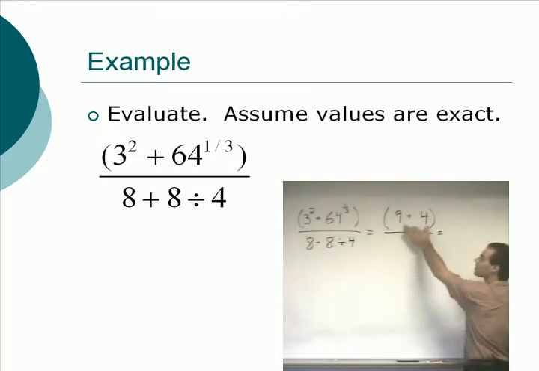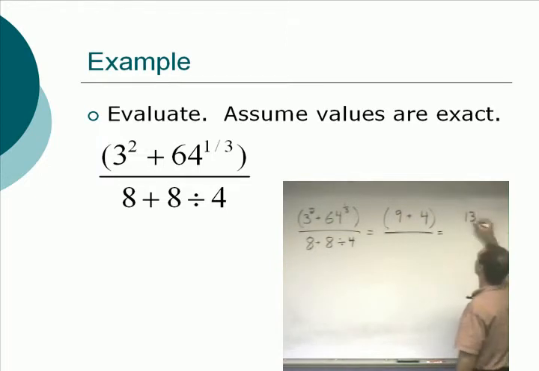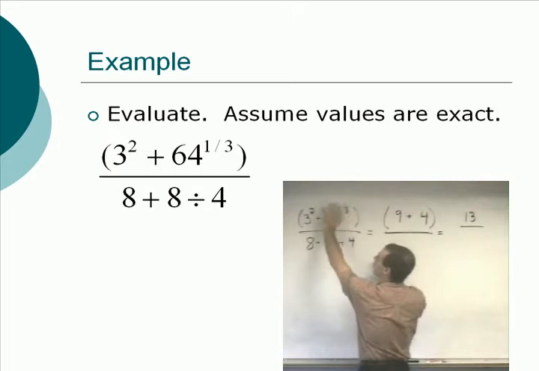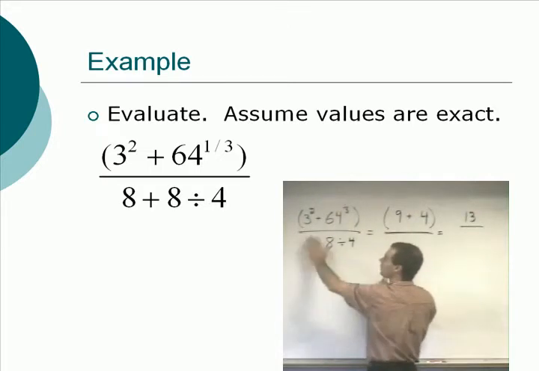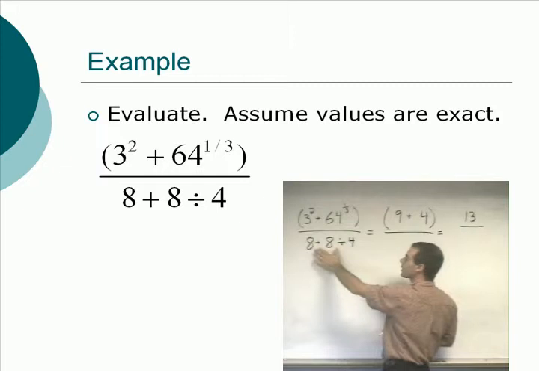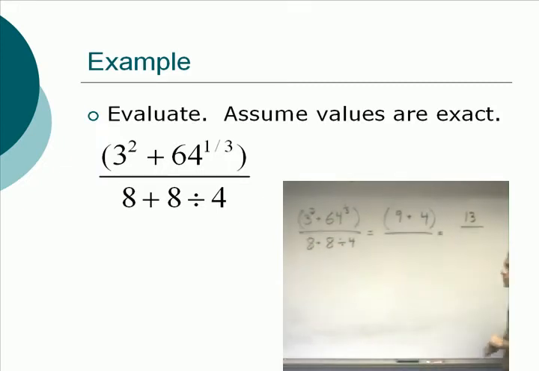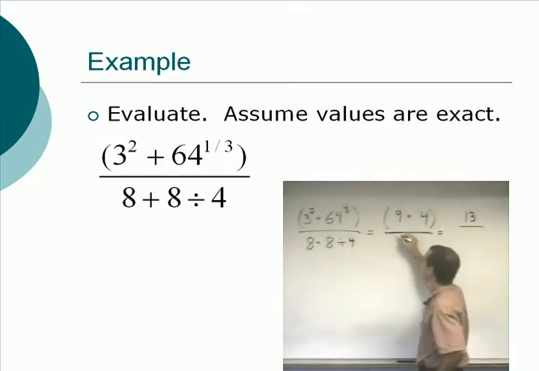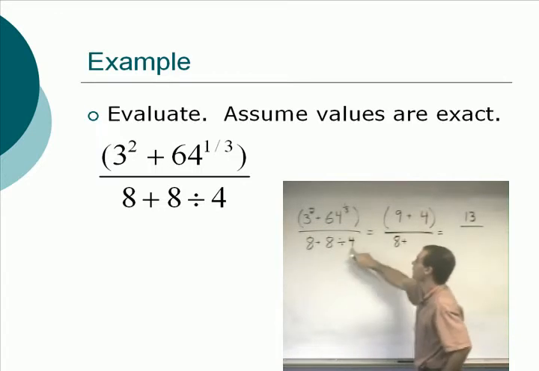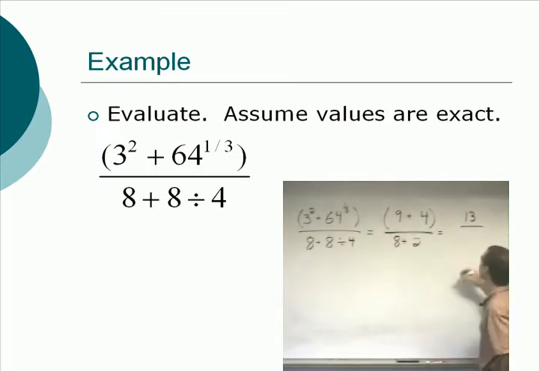Now, since we're still working inside parentheses, we really should finish this off. 9 plus 4 gives us what in the numerator? Well, 13. Nothing fancy there. Now we can move on to the denominator. In a sense, a fraction bar itself acts as a grouping symbol. When we've got a whole fraction like this, we figure out what the whole numerator value is, and then we figure out what the whole denominator value is. So in the denominator, 8 plus 8 divided by 4, we need to first of all divide. 8 divided by 4 is 2, so this becomes 13 over 10. That is the exact value.